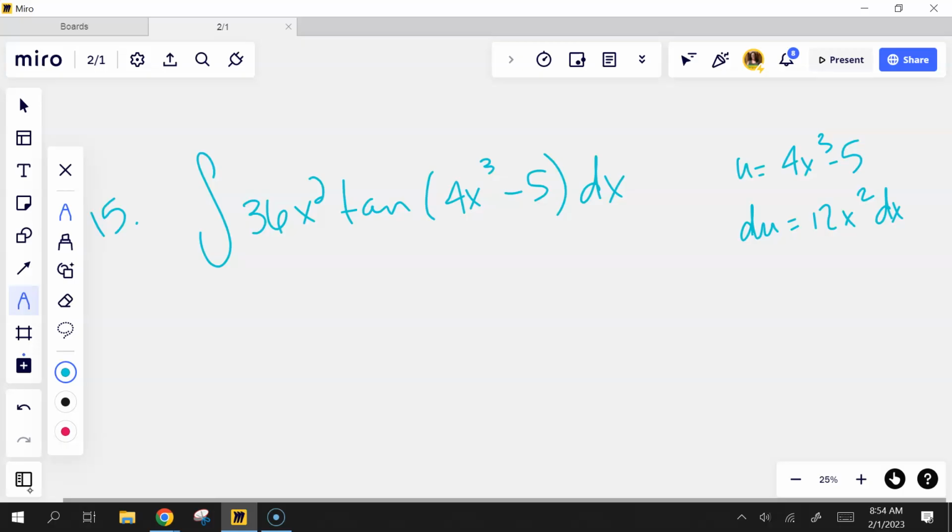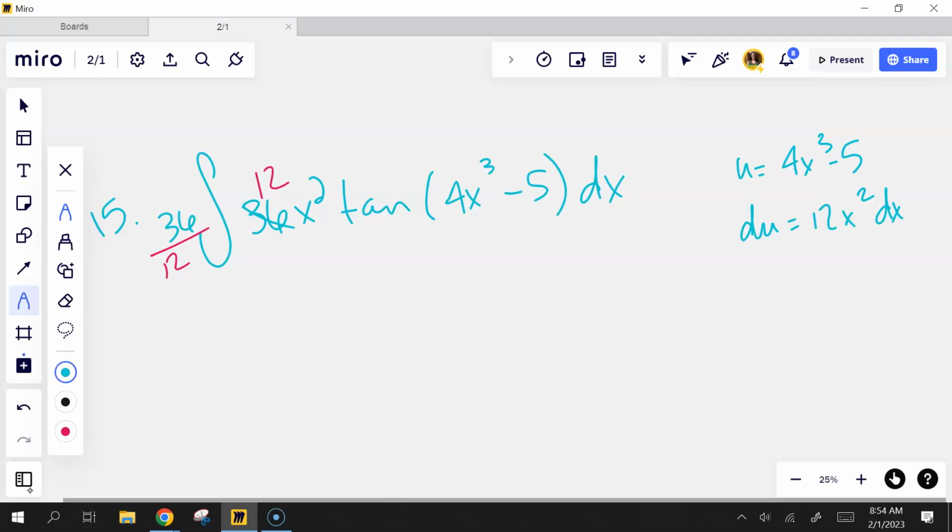All right, so I need this to be 12 inside. Y'all know what I like to do. I like to just take this out to start with so that I can visually see what I need. I need a 12 in here, which means I need to divide by 12 out. Does that make sense? Yes.